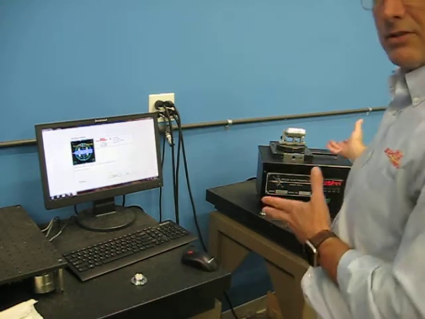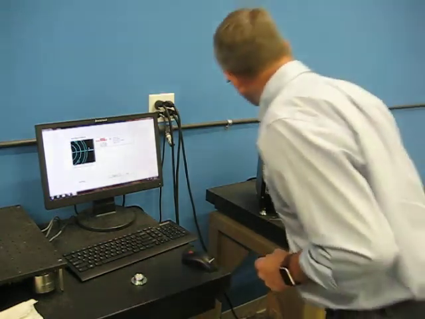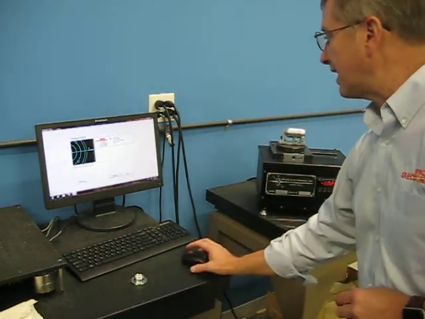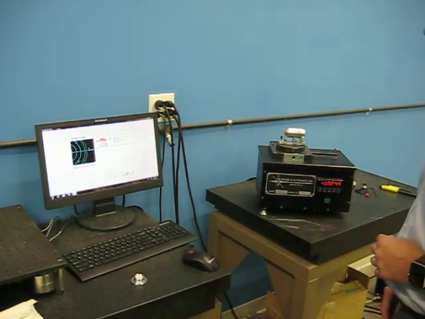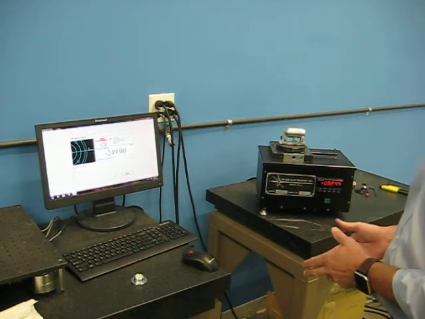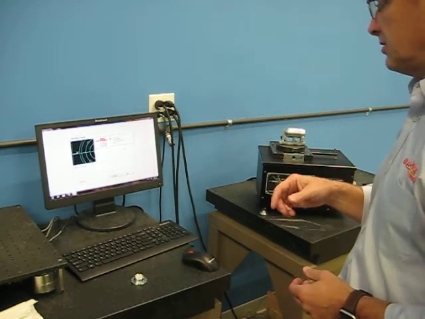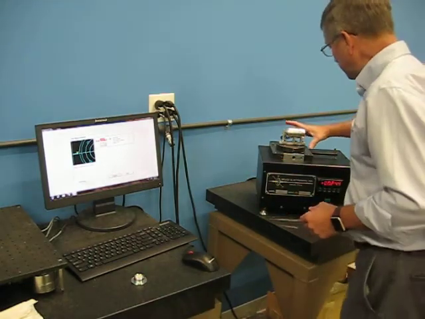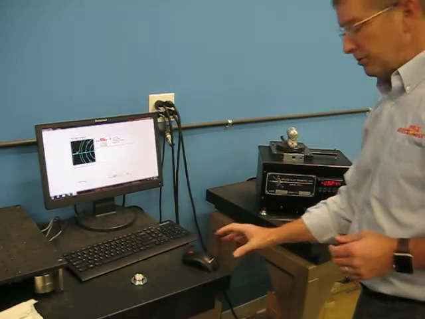It prompts me to load the part onto the fixture. Click continue. Rotate to 0 degrees. My table is already at 0 degrees. And similar to tare, the readings at each of four positions are being read in by the computer. And at each completion, it will prompt me to position the table manually.